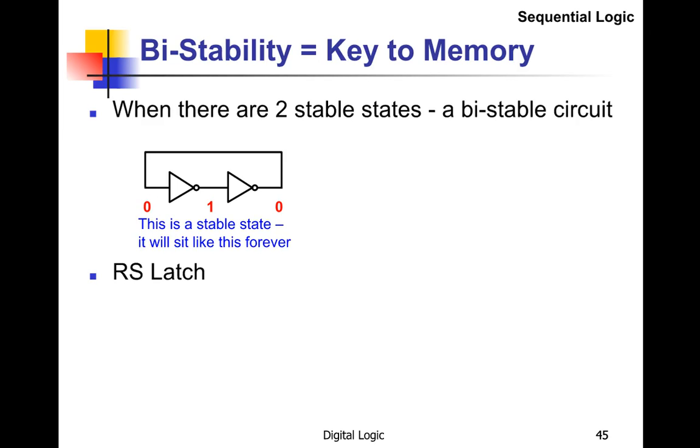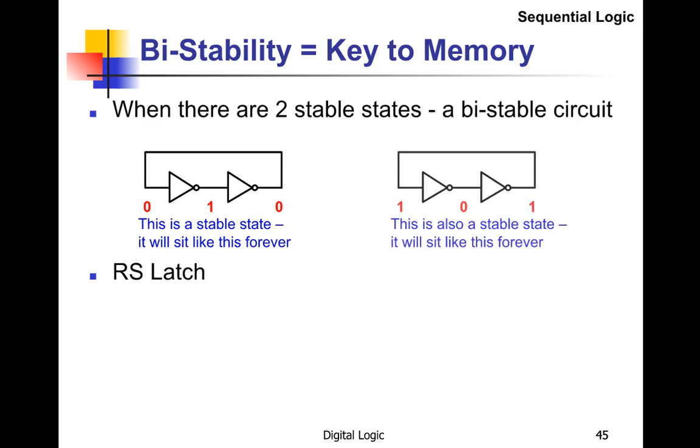But there's actually another stable state that this could have. If you notice the symmetry of the thing, you could move those inverters around, just move it up one and do wraparound, and the inverters would change positions. So there's really 2 stable states here. It will sit in either of these stable states forever. The only problem with this example circuit is we don't have a way to set which state it's in. We need that as well.